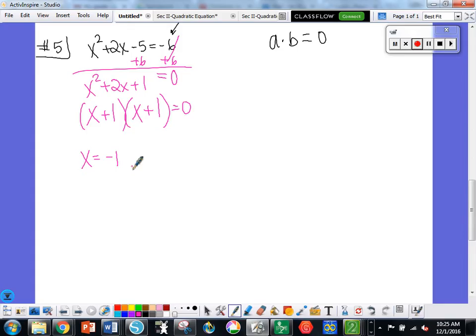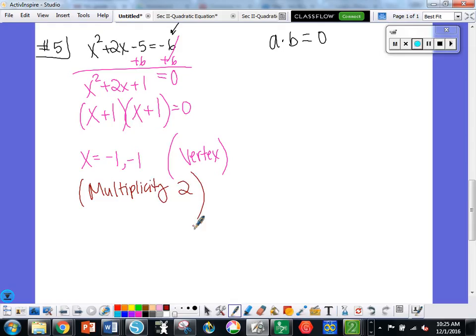Do you have to list it twice? Now, if it happens in the same location, thinking about the graph, what is going on here? It is the vertex, right? It just hits it and it comes back. We're going to call this a multiplicity. What does multiplicity mean? It has a multiplicity of 2, meaning there are 2 factors in the same spot. I bring up this word because you will see it again in 5.3. So multiplicity 2 means that it is the same factor that happens in the same spot.